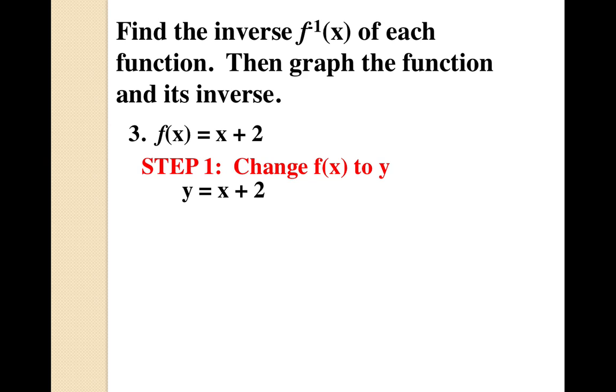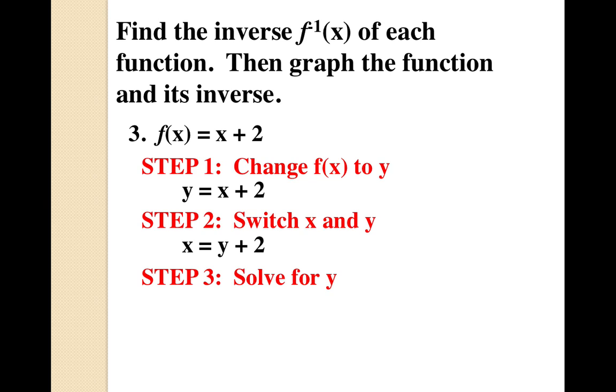Right? After I change the f(x) to a y, I am going to then switch the x and the y. Everything else is going to stay in the exact same spot. The 2's, any coefficients, any radicals, any exponents, all that stuff stays. The only thing that changes is the x and the y. So in this case, x = y + 2.